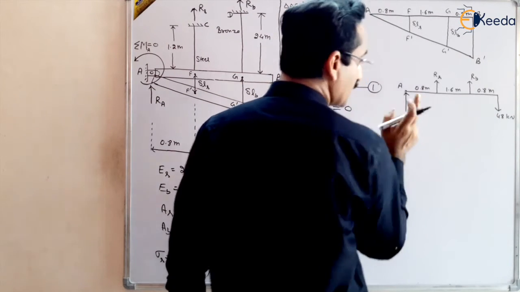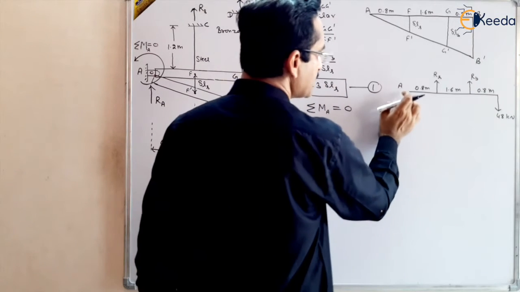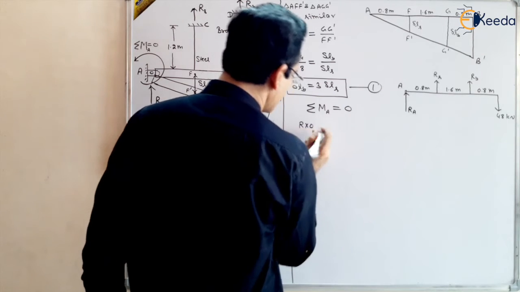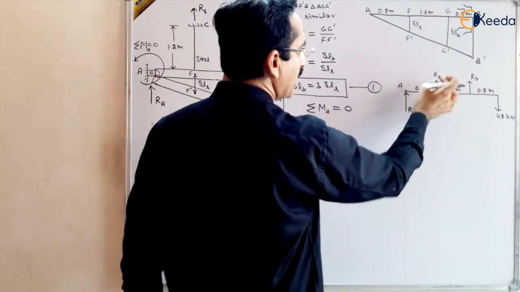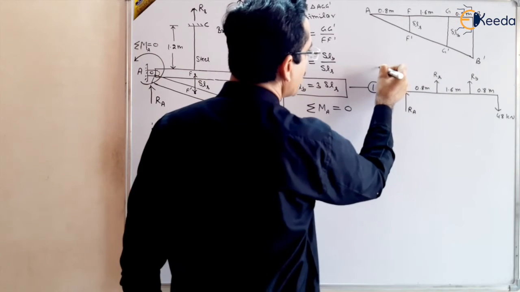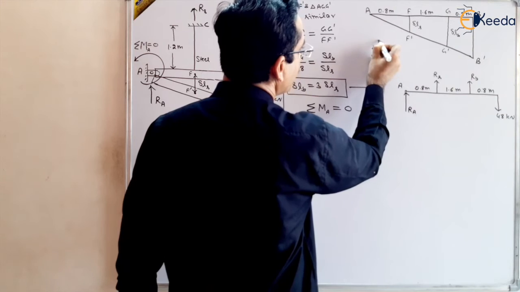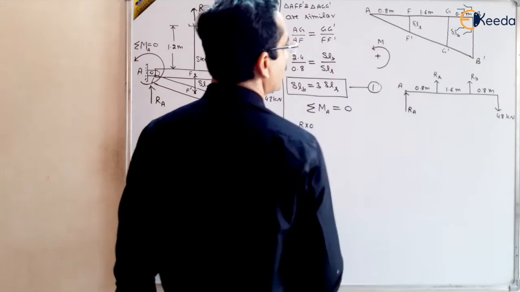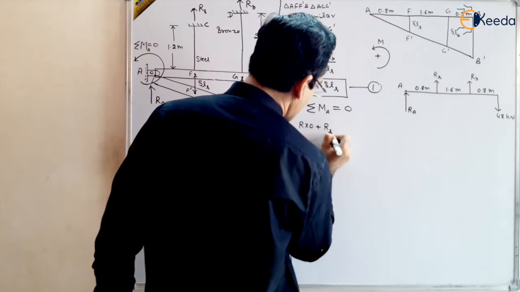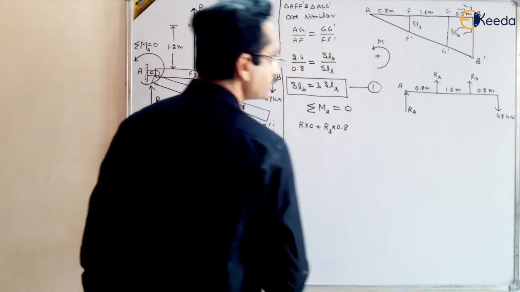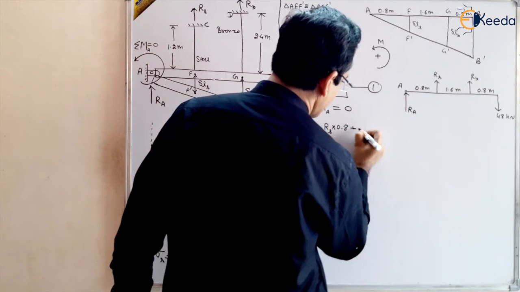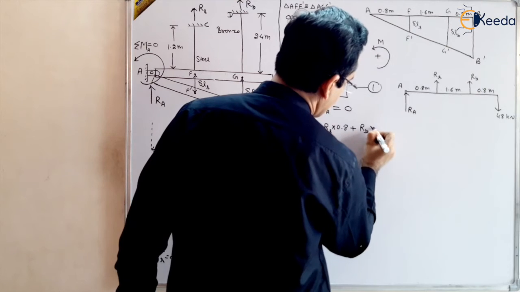So force, what is moment? Force into distance. So distance is 0 here. So Ra multiplied by 0, no distance, plus Rs multiplied by 0.8, and let us take anti-clockwise as positive. We are taking anti-clockwise moment as positive, right? So Rs multiplied by 0.8 is positive, plus Rb multiplied by 2.4.